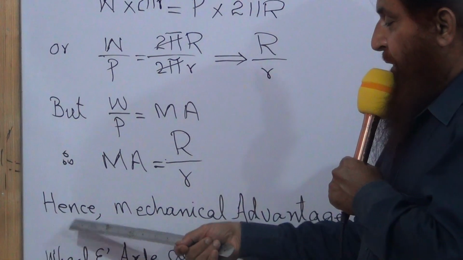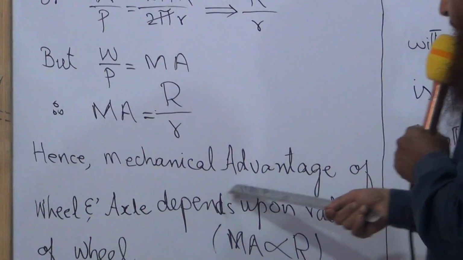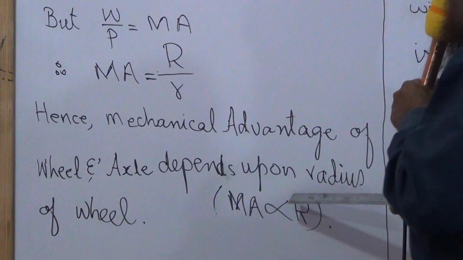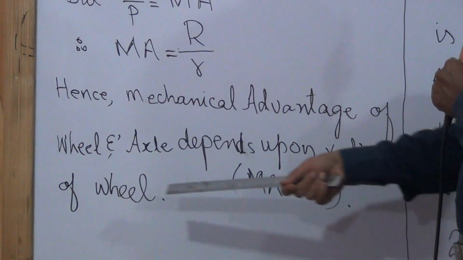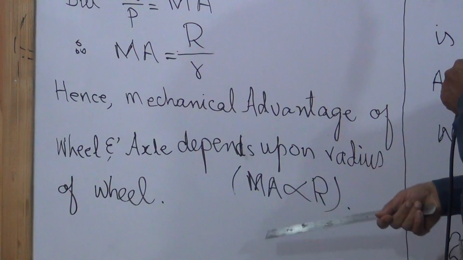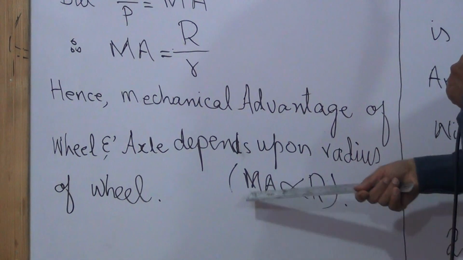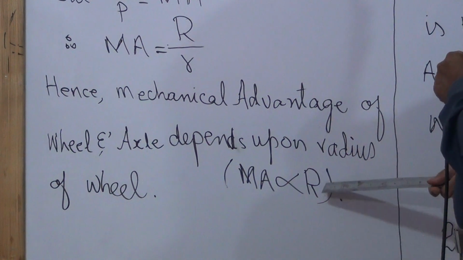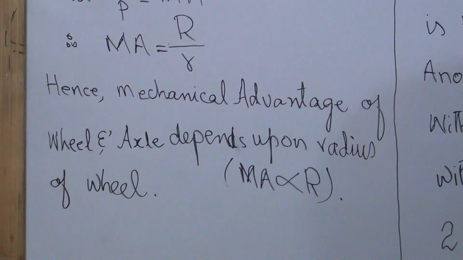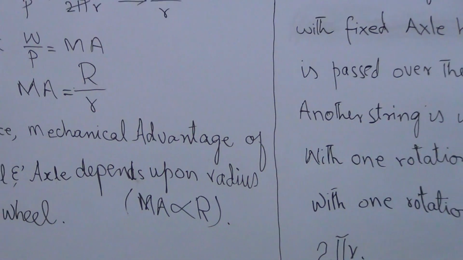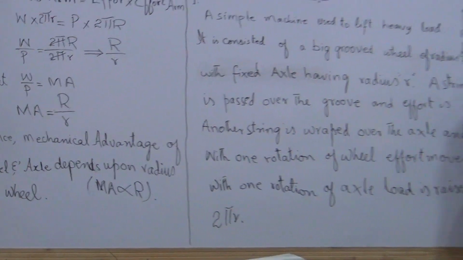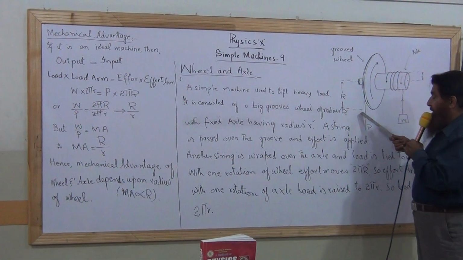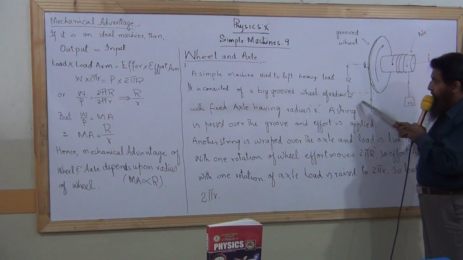Now, we concluded that the mechanical advantage of wheel and axle depends upon the radius of the wheel. We can abbreviate it: MA is directly proportional to capital R. If we increase the radius, meaning a bigger wheel, the mechanical advantage will be much and much more.